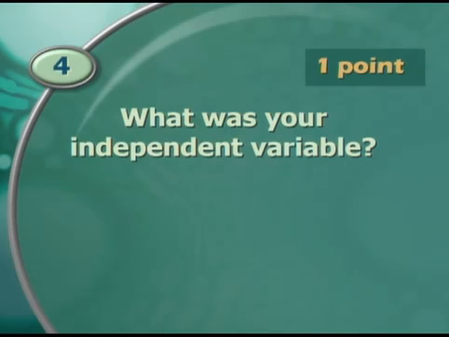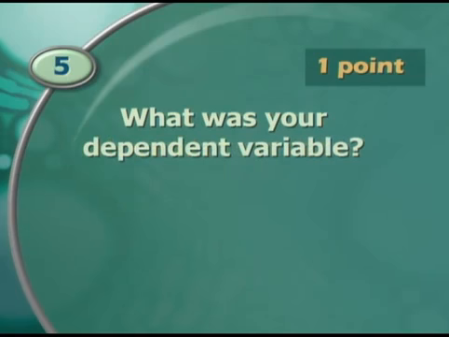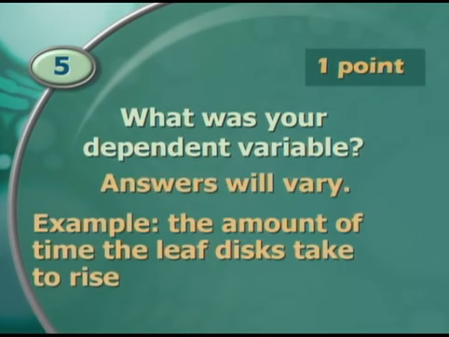For question number 4, the independent variable, again, answers may vary for this. For my example, temperature was the independent variable. And just a quick review, remember the independent variable is the factor that varies among the different groups. Then question 5, the dependent variable, well, it is dependent upon that independent variable. And in my experiment, the dependent variable was the amount of time that the leaf discs take to rise. And that was dependent upon the temperature of the solution that they were in.